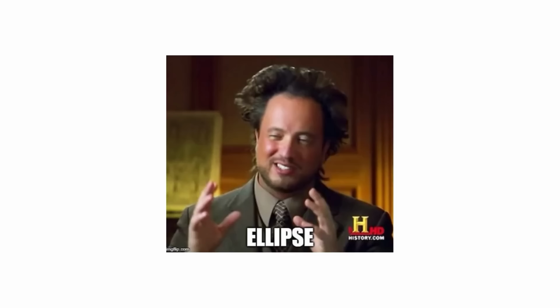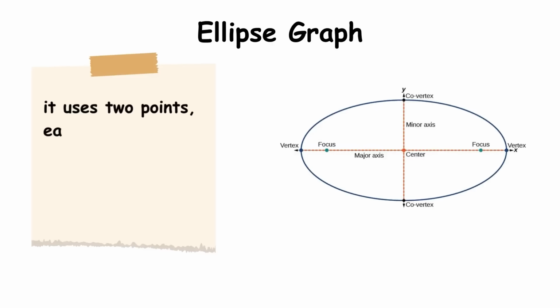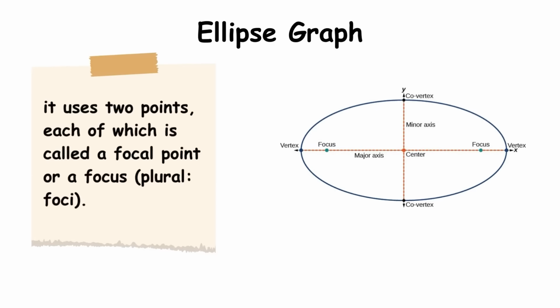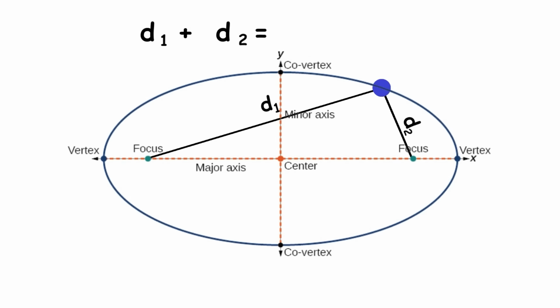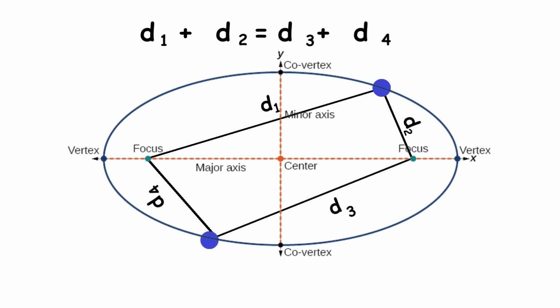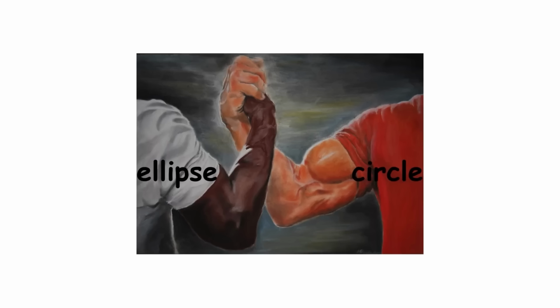Similarly to a circle, an ellipse is defined using distances from points. In the ellipse's case, it uses 2 points, each of which is called a focal point or a focus, plural being foci. An ellipse is defined as follows. If you choose any point on the ellipse, take the distances from that point to each of the focal points, then add those distances up, you will always get the same number no matter which point you choose. Thus, the ellipse is a generalization of the circle. The circle is simply the special case where the 2 focal points are the same point.